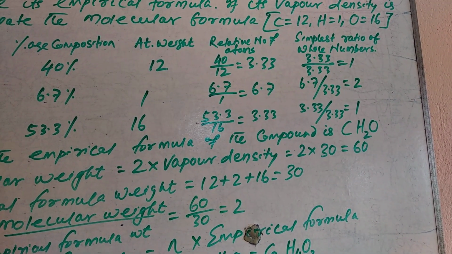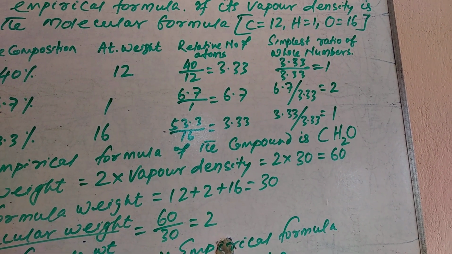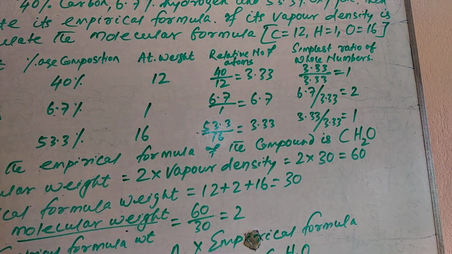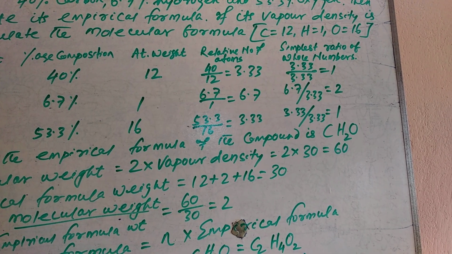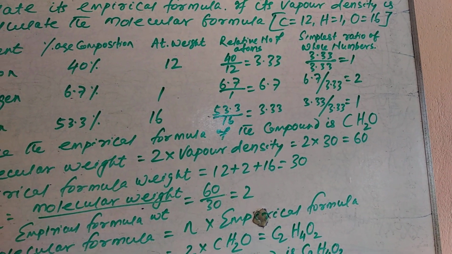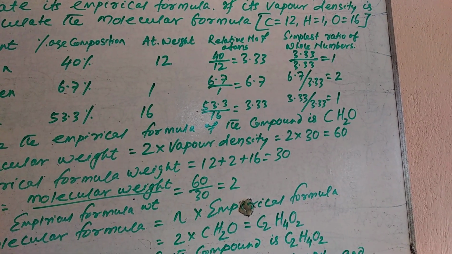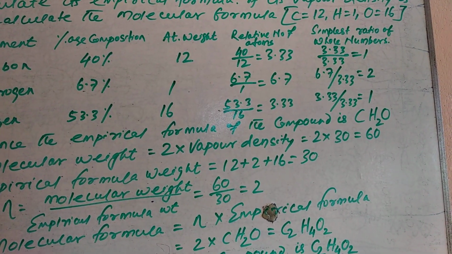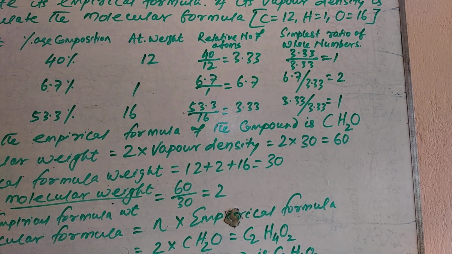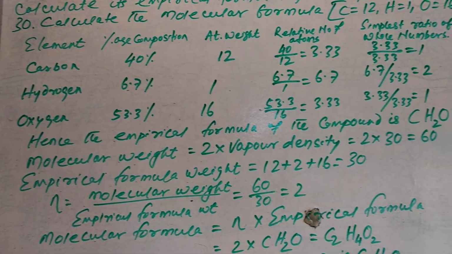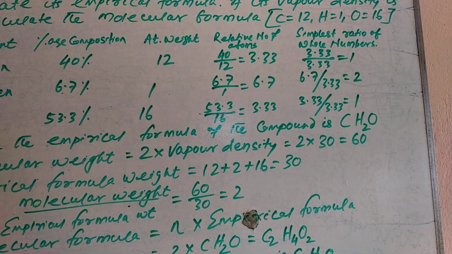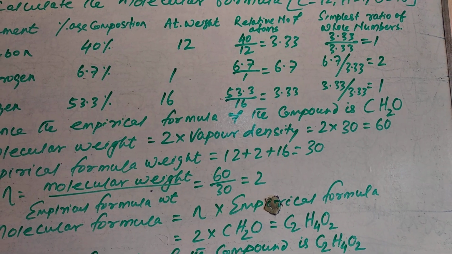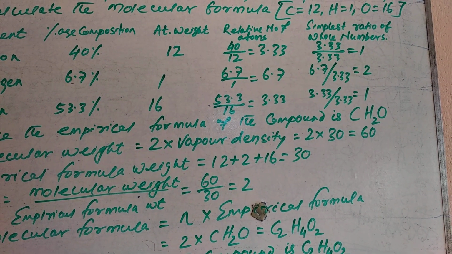Now coming to the simplest ratio of the whole numbers, it is the value obtained in the column number 4 divided by the least value of this column, that is 3.33. Therefore, every value of column number 4 is divided by the least number, that is 3.33. Therefore, we get in the first case, that is for carbon, 3.33 divided by 3.33 equal to 1, and for hydrogen it is 6.7 divided by 3.33 equal to 2, and for oxygen it is 3.33 divided by 3.33 equal to 1.